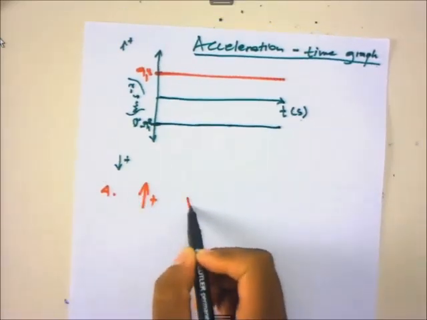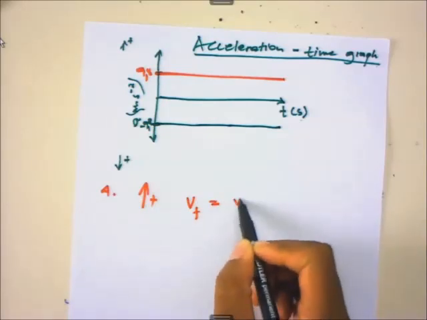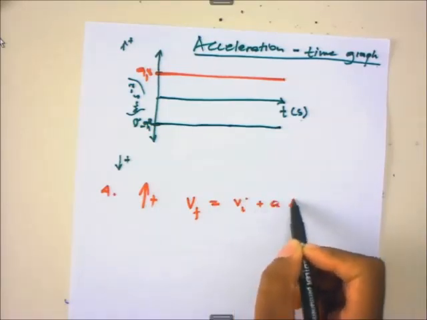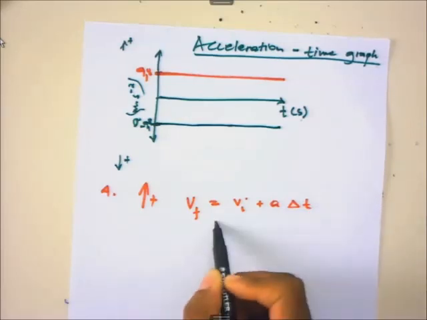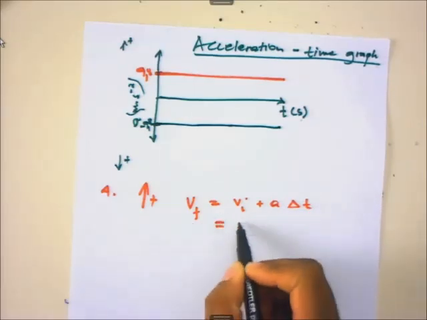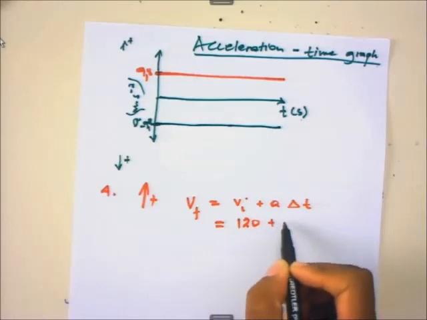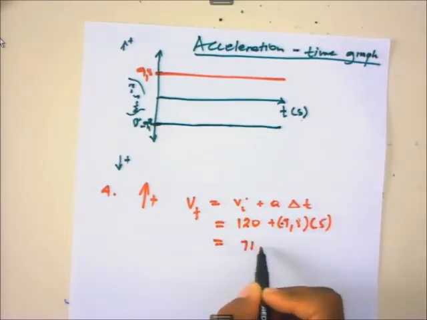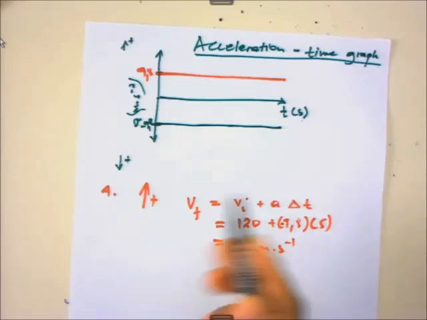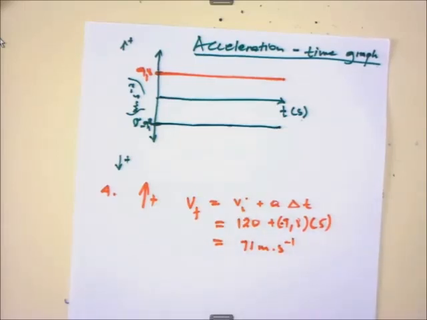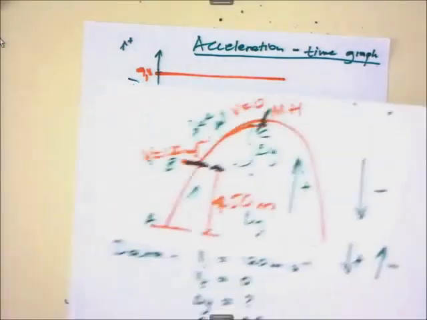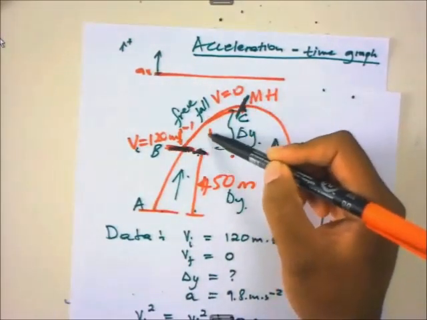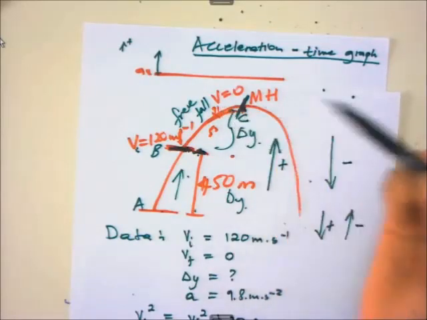Now, we're going to calculate VF is equal to VI plus, because we are given time, it is going to be VI plus a times delta t, and then our initial velocity is 120 plus 9.8. Remember the direction, times 5. So your answer will be 71 meters per second. So the final velocity will be 71 meters per second after 5 seconds. Let me just show you. From here, after 5 seconds, the velocity will be 71 meters per second.